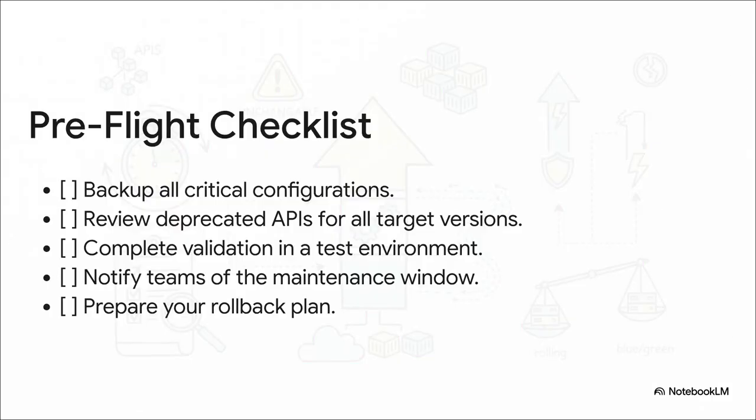And here it is, your final pre-flight checklist. Before you even think about touching production, make sure every single one of these boxes is checked. You've backed everything up. You've gone through the API changes for 1.32, 1.33, and 1.34. You've done a full practice run in a test environment. Your team knows about the maintenance window, and you have a crystal clear plan to roll back your applications and workloads if something goes wrong.